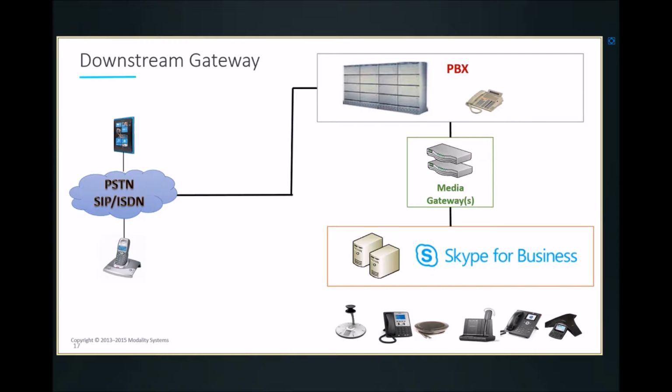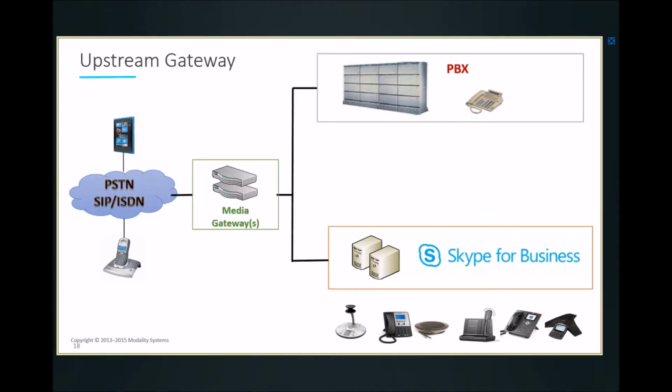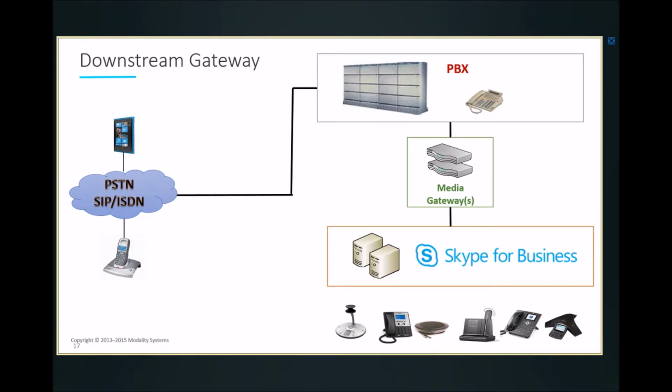So the first model we have is downstream. This is an easy model for us in terms of integration to the PBX. The PBX is the master of the environment, and the carrier connectivity, so BT or Colt or Verizon, whoever it is, connect directly to the PBX, and we sit below the PBX. So PBX is the master, we're a slave, the PBX sends a subset of users to us.